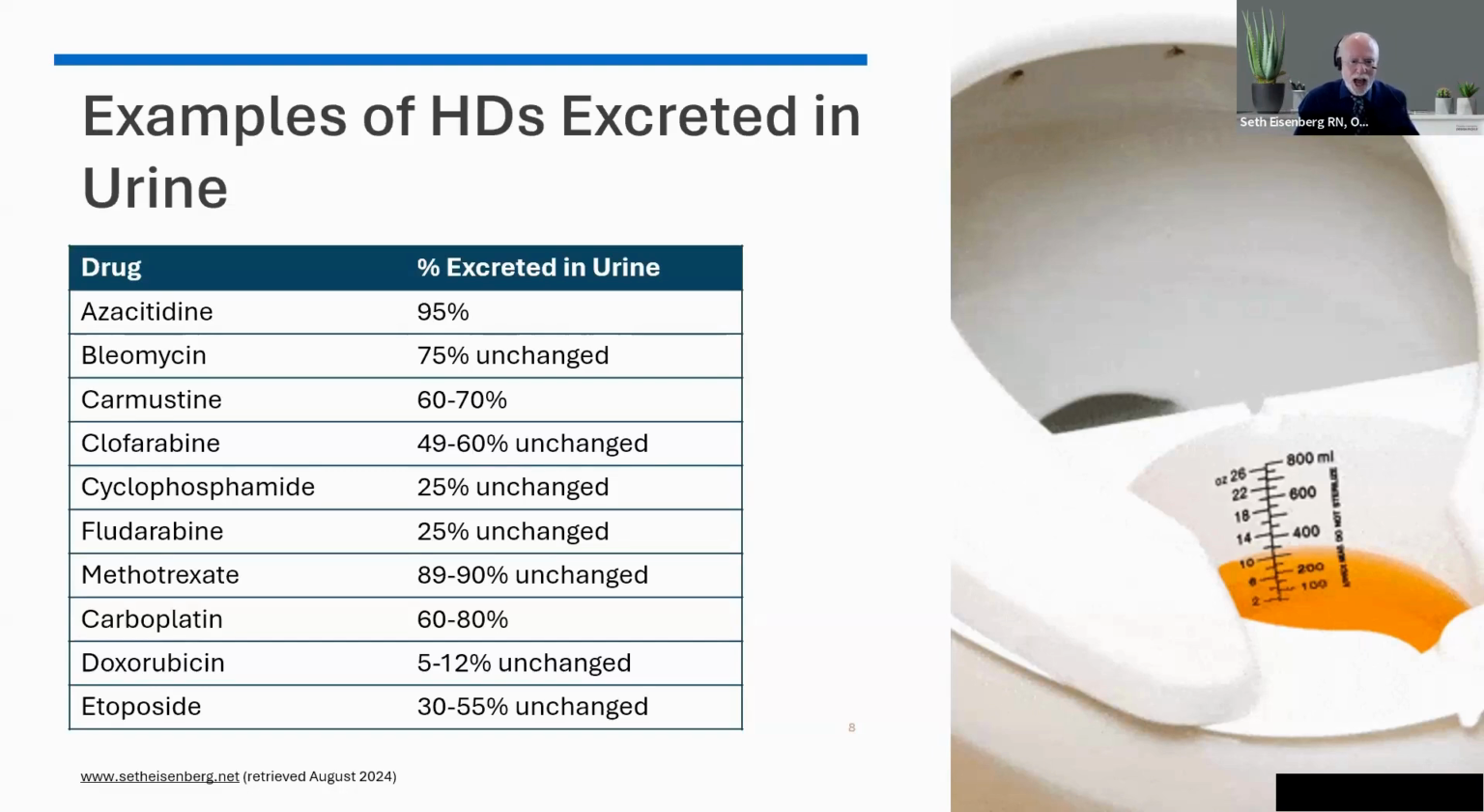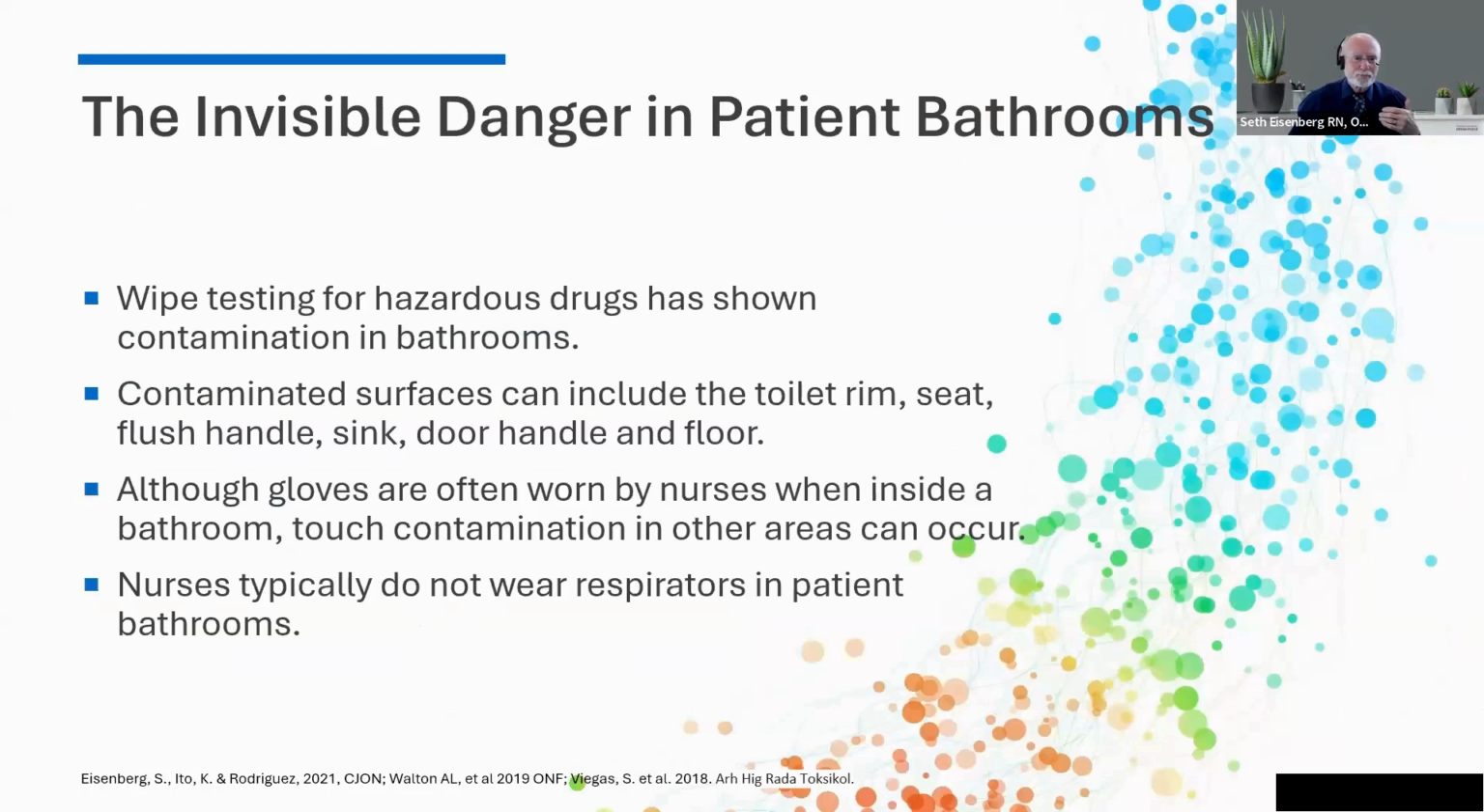And some of these are pretty staggering. If you look at it, 90% of methotrexate comes out unchanged in the urine. That really emphasizes how important this is and what we're talking about in safeguarding our staff.